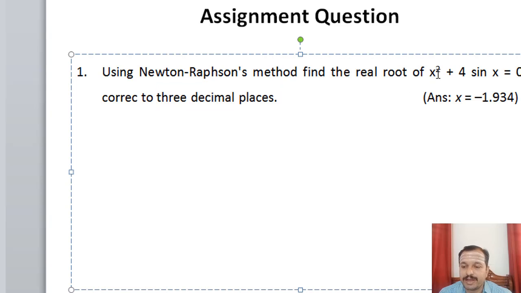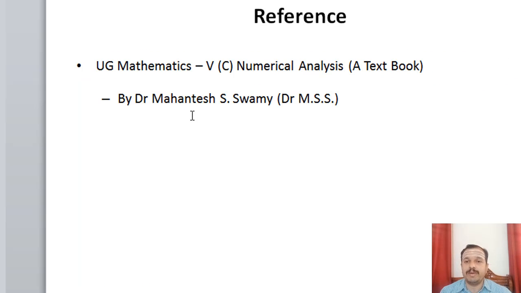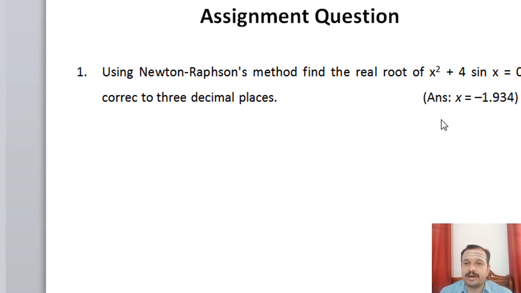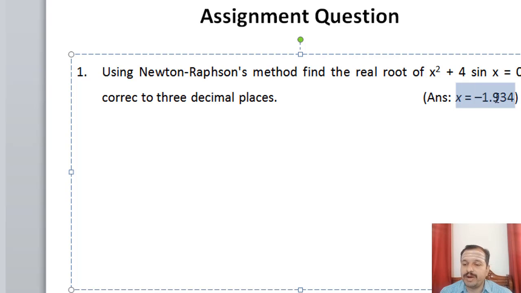So here f of x is this, and x0 has not been given in this problem. It is your duty to check it out. Please look at the inspection method, try to get the value of x0, and then use the Newton-Raphson formula to get the value of x. In a few iterations it will converge, and the final answer is going to be minus 1.934.